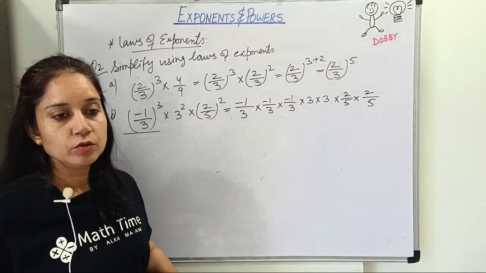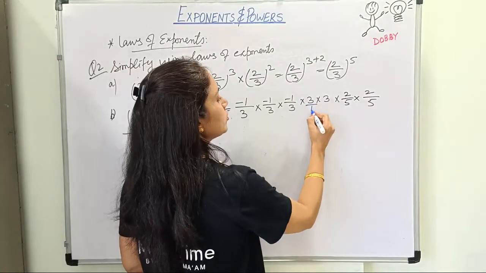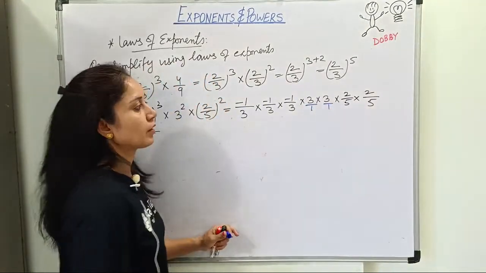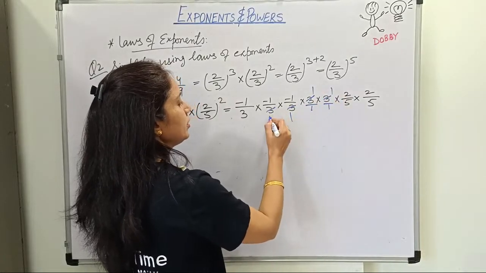Now what we will do? We will do the cuttings. Here there is no denominator, so you can put the 1. 3 ones are 3, 3 ones are 3, 3 ones are 3, 3 ones are 3.